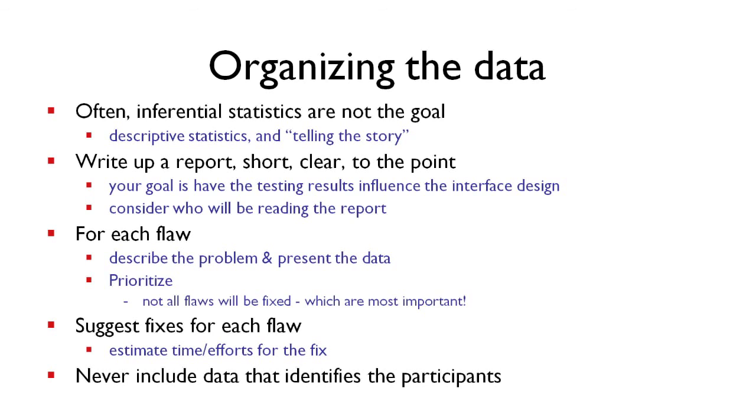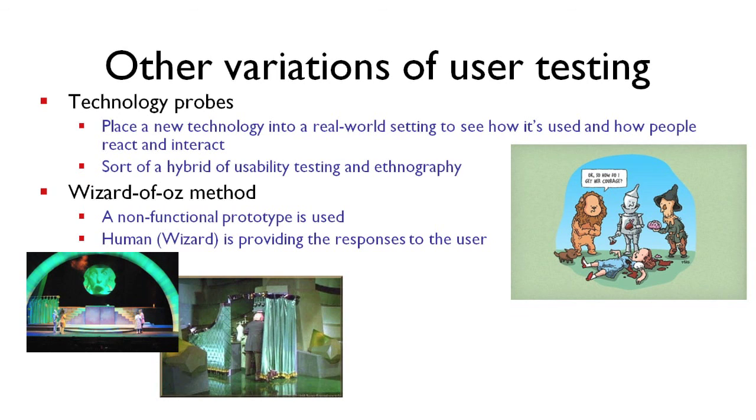So if it's, for example, a report for a company, try to be as short and clear and to the point as possible. List all the problems you found. List possible solutions and fixes for those problems. Obviously, never include data that identifies participants. All those things we talk about regarding participants, confidentiality, anonymity, and so on, still hold for usability tests as well.